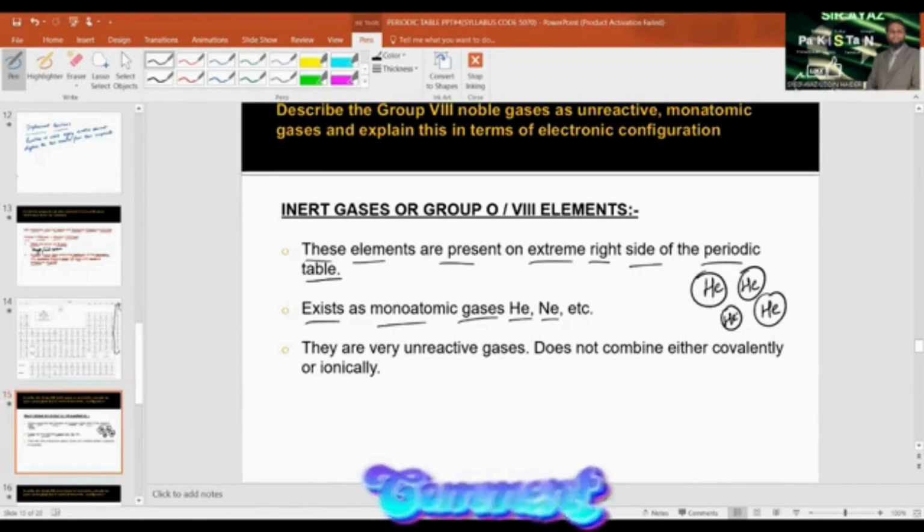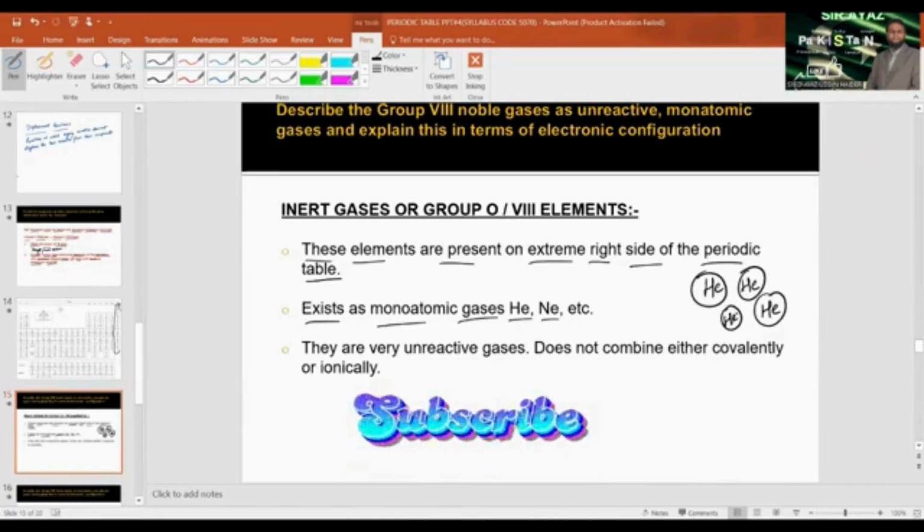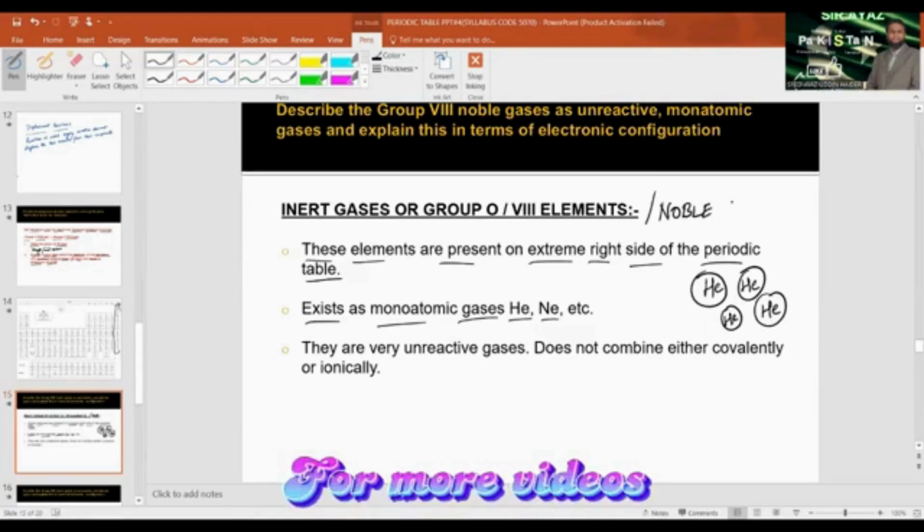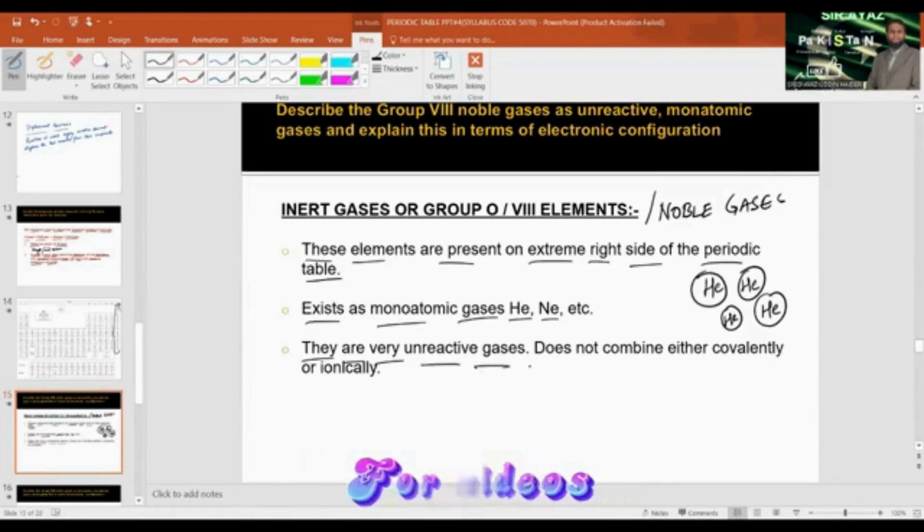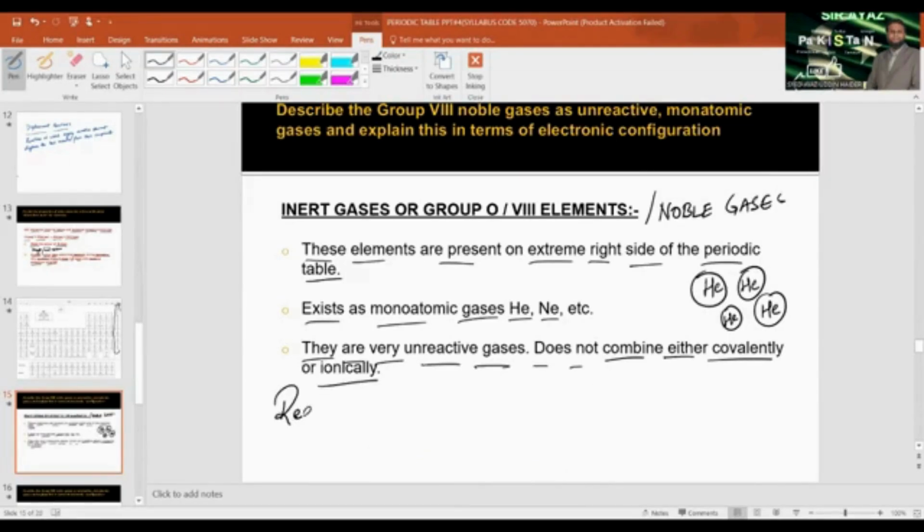In the same way, you have other inert gases existing as monatomic gases. They are also known as noble gases. They are very unreactive gases. They do not combine either covalently or ionically. What is the reason? You can write any one of these. The best reason will be they have a complete valence shell. Or you can even write they have a stable arrangement of electrons.